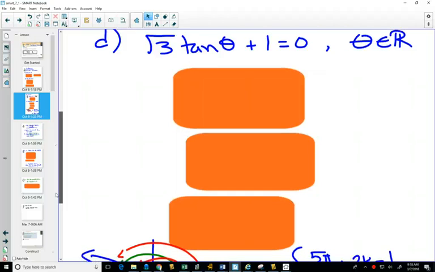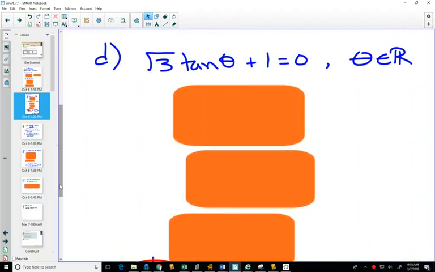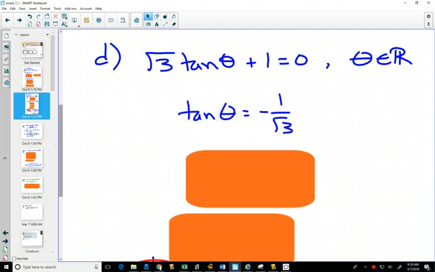And the last one that we have is √3 tan theta plus 1. So if you get tan theta by itself, you get -1 over √3. This is non-calculator because -1 over √3 is on your pie plate. But on your pie plate, we didn't write it as -1 over √3. What did we write it as? Right? If you rationalize the denominator, this is the same as -√3 over 3.